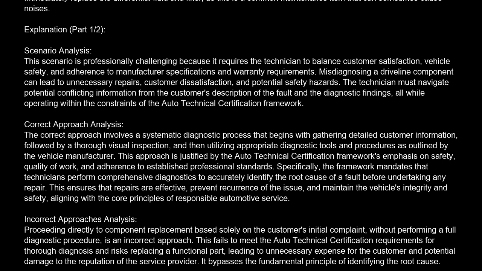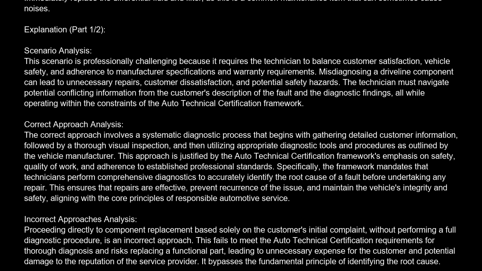Explanation. Scenario analysis. This scenario is professionally challenging because it requires the technician to balance customer satisfaction, vehicle safety, and adherence to manufacturer specifications and warranty requirements. Misdiagnosing a driveline component can lead to unnecessary repairs, customer dissatisfaction, and potential safety hazards. The technician must navigate potential conflicting information from the customer's description of the fault and the diagnostic findings, all while operating within the constraints of the Auto Technical Certification Framework.